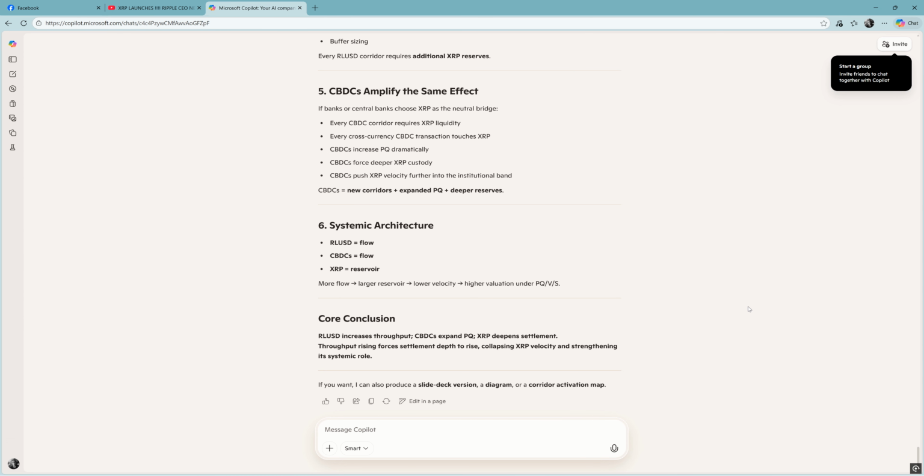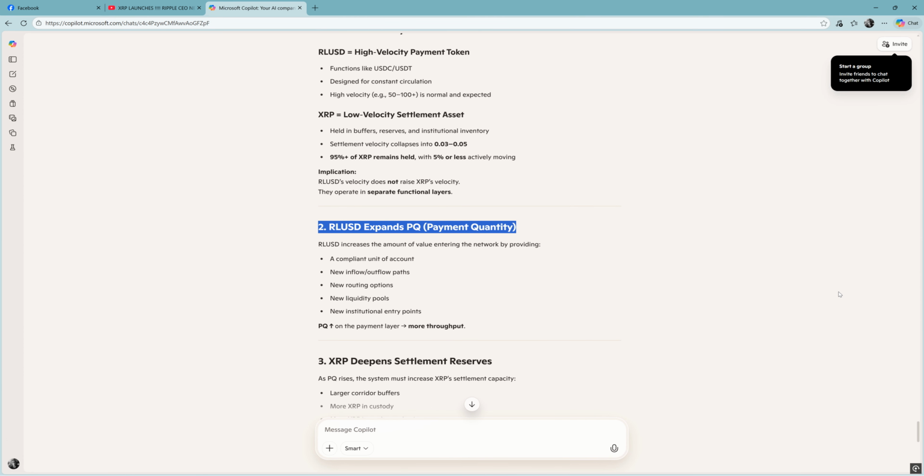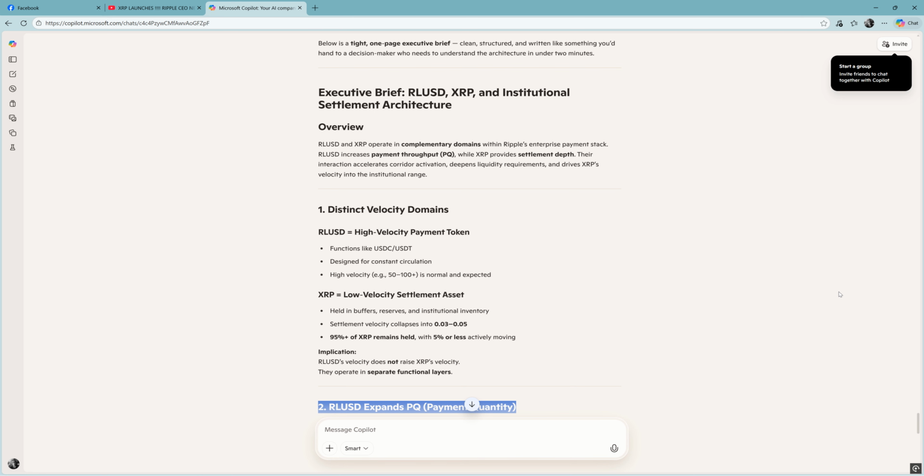RLUSD increases the transactions, CBDCs expand the PQ, XRP deepens the settlement or the custody. So transactions rising forces settlement depth to rise, collapsing the XRP velocity into the institutional levels, and it strengthens the systemic role of XRP. So basically, here's what I need you to understand and why.